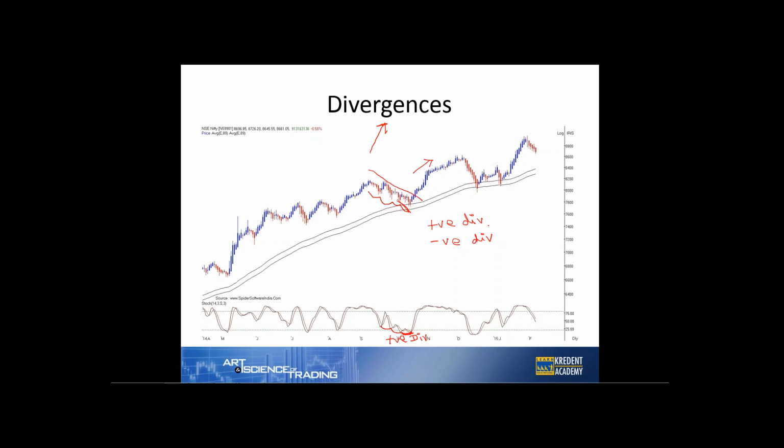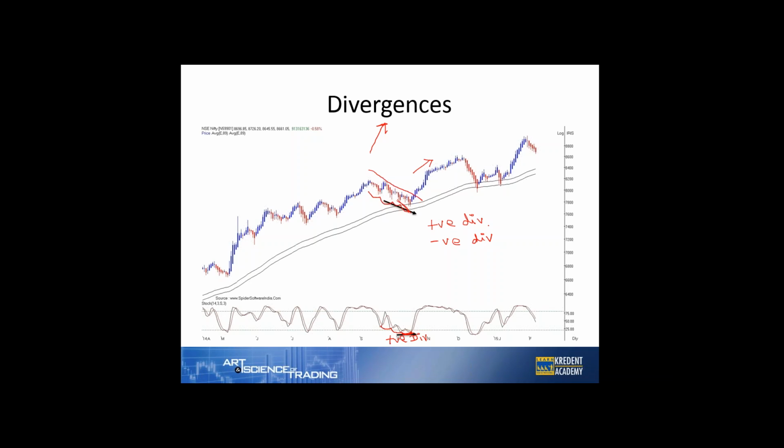So going back to stochastics, this is what a positive divergence is. A positive divergence is something where the prices continue to make a lower low. In this case, we have the prices making a lower low, but the indicator is not making a lower low. On the other hand, it starts to make a higher low. This leads to a move on the upside. This is a positive divergence.